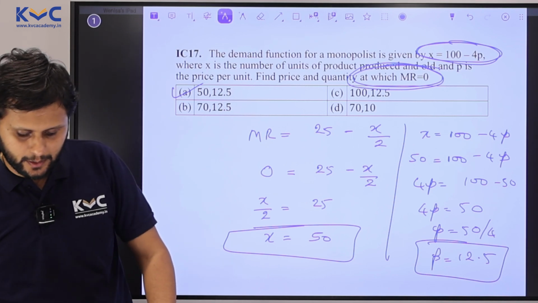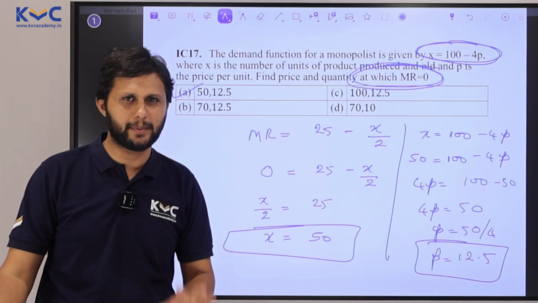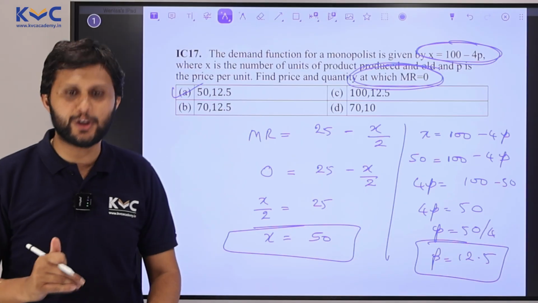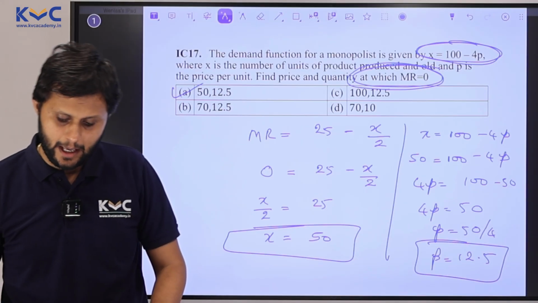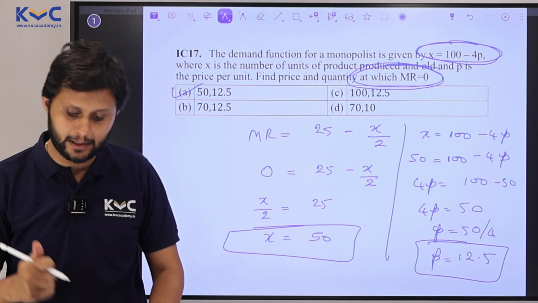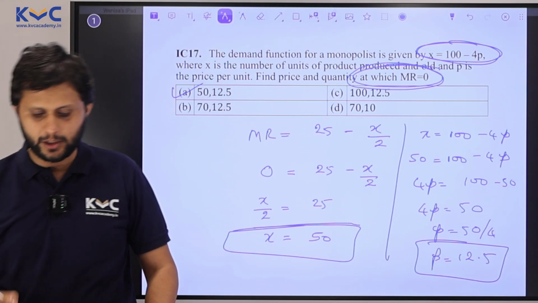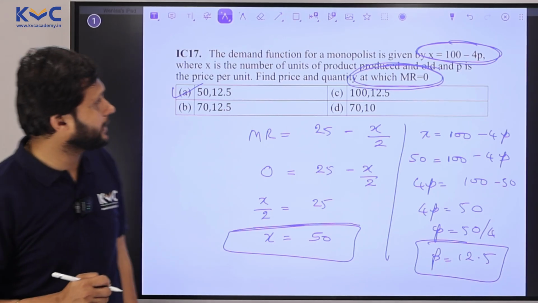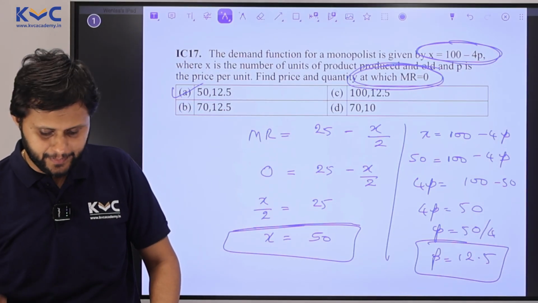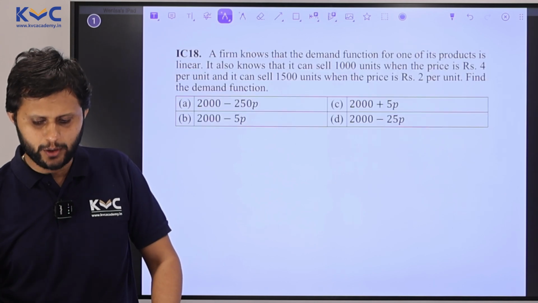So what did we do over here? We first got the marginal revenue function, which we had got in the previous problem in this case. Otherwise, if this was a standalone question, then first you had to get the marginal revenue function. After that, what did we do? We got the value of x by putting marginal revenue equal to 0. Once we get the value of x, from the original equation, that is the demand equation which was given, we will substitute and get the value of p. That's question number 17. Moving on, question number 18.